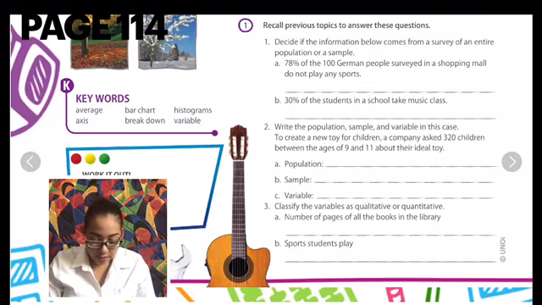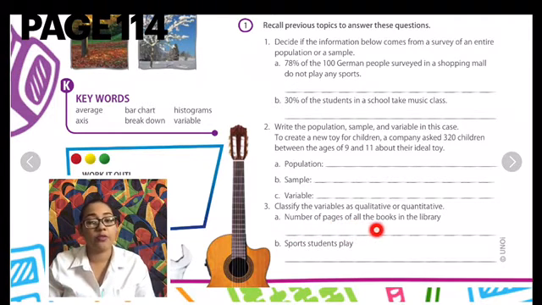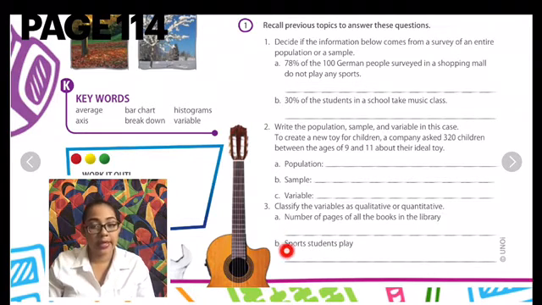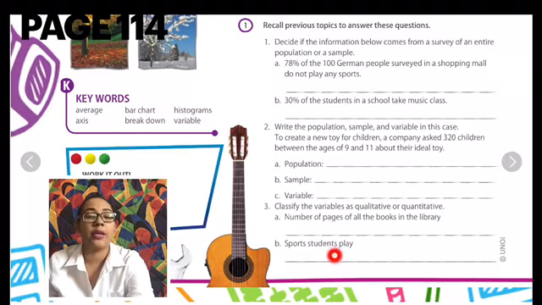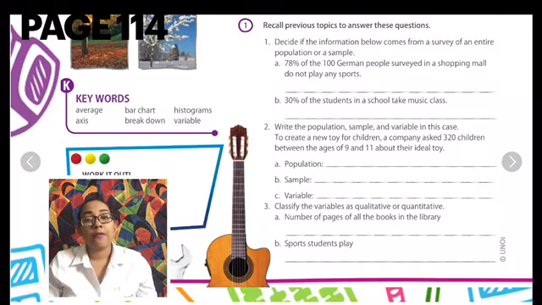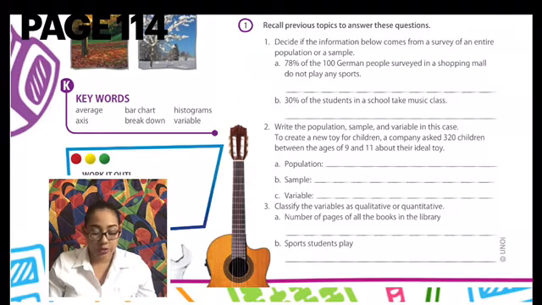It says number 3, classify the variables as qualitative or quantitative. A, number of pages of all the books in a library. The number of pages from all the books in a library. What is that? Quantitative or qualitative? Letter B, sports students play. Sports students play. What is that, if someone knows? Okay. Now I will give you 5 minutes to answer exercise number 1 from page 114.